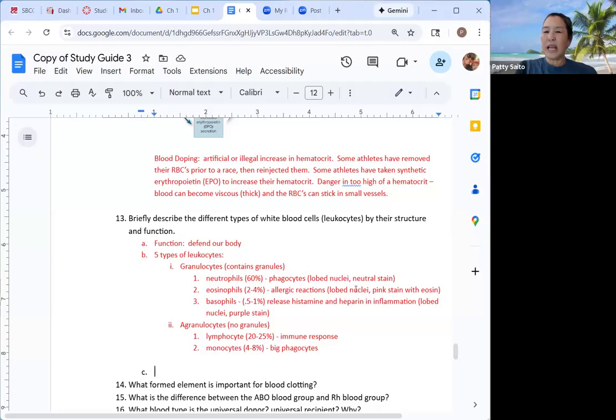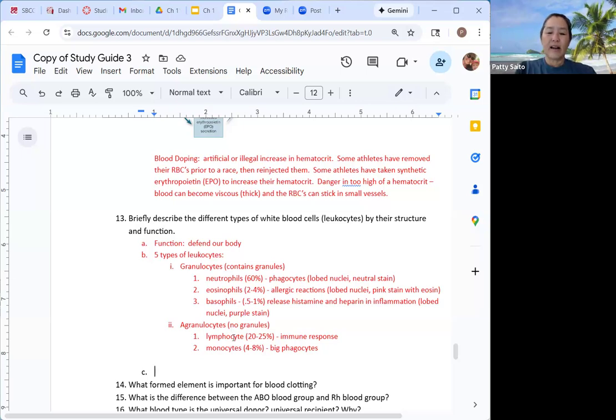They all have lobed nuclei, and I'll show you what that looks like in just a second. And basophils stain a dark purple with a lot of granules in it. Neutrophils have not a ton of granules compared to the eosinophils and the basophils.